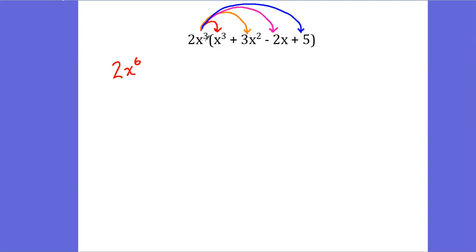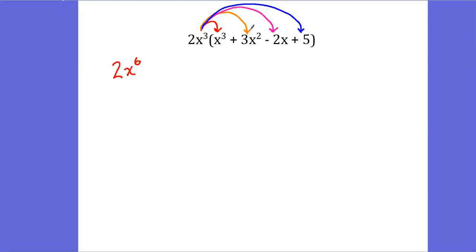And just to review, the reason I'm adding these exponents is because this x cubed is x times x times x, and this x cubed is x times x times x. In total, that's 6 x's multiplied together, or x to the 6th power.